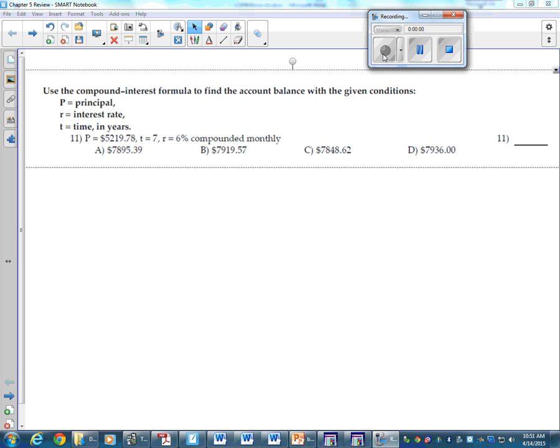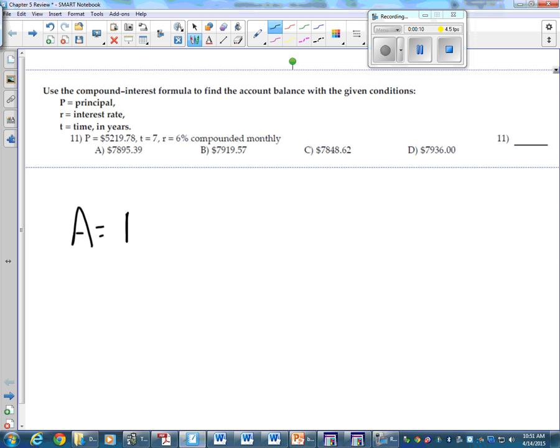Number 11 on your review. This one asks you to use the compound interest formula to find the account balance. So our compound interest formula is A, which is our amount, equals P, which is our principal, the amount we're investing, times 1 plus r over n. R is your interest rate written as a decimal, so if it's 7%, that'd be 0.07.